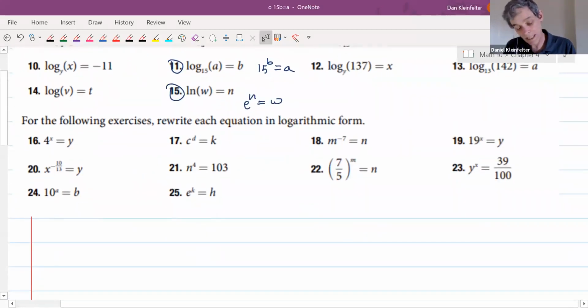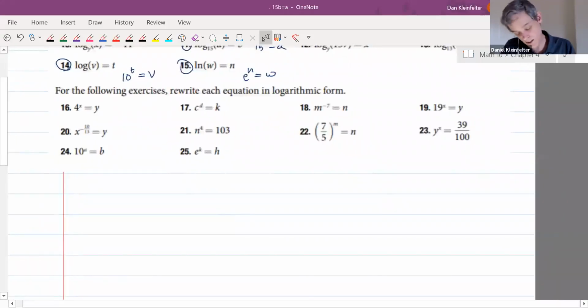Let me do one with 10. These are fun, I guess. Log of v is t, so 10 to the t would equal v. Okay, of course we have to go the other direction, wax on, wax off, right?